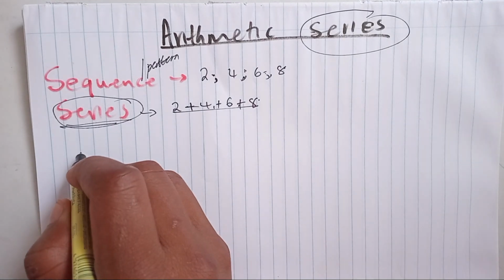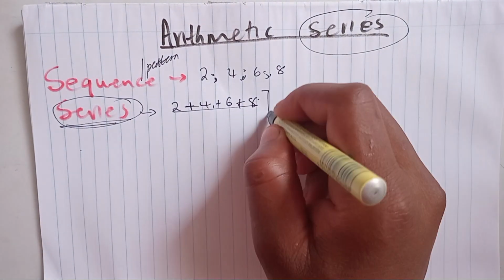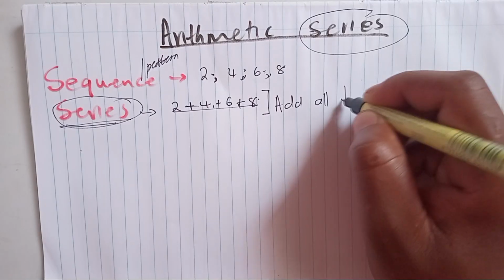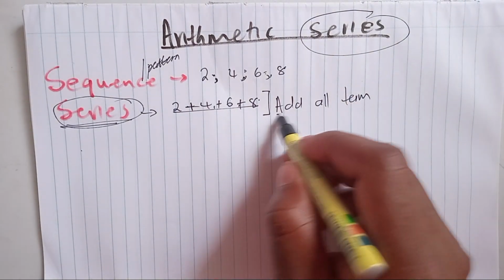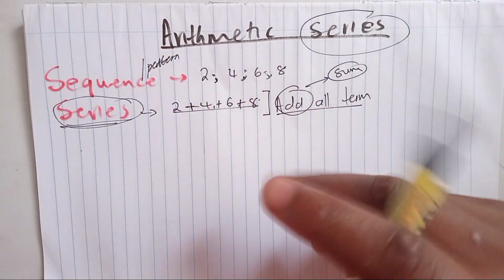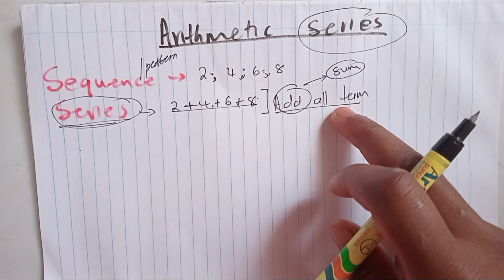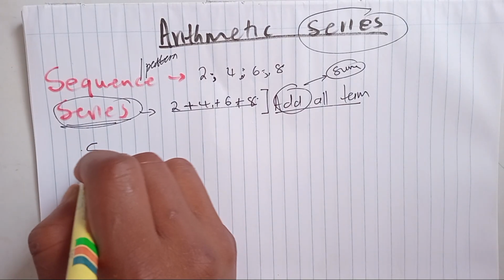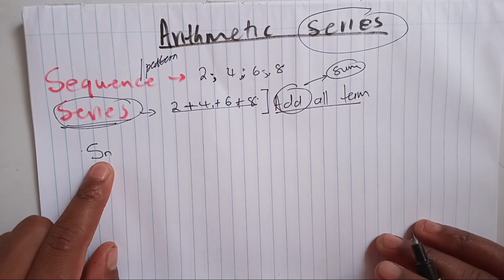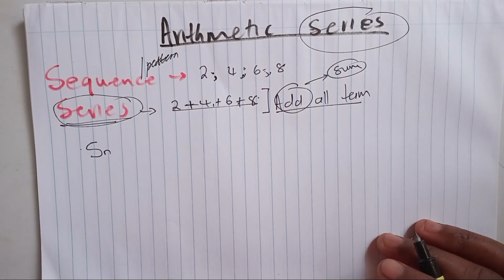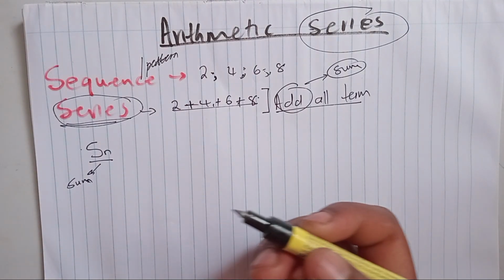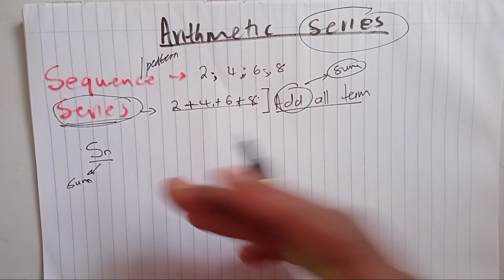We know, guys, a series, we add up all the terms. The answer we get after adding is the sum. The sum is the answer you get after adding. So this symbol will be used: Sn will be symbolizing the sum. The sum of the nth term, the sum of the first 4 terms, right?